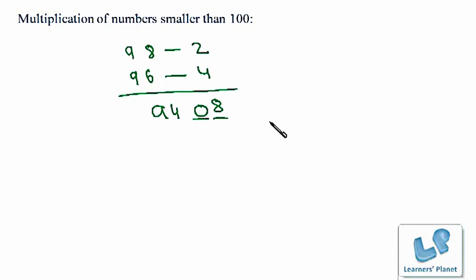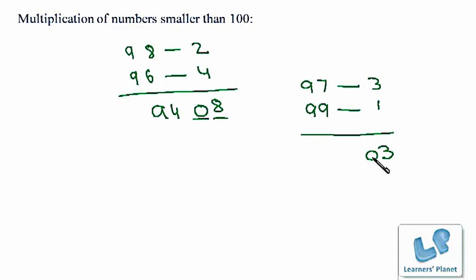Let us take one more such example. 97 and 99. So this is minus 3 and this is minus 1. The multiplication is 3. So we put a 0 over here as it is to fill in this empty blank. Now 97 minus 1, we get 96. So the product of 97 and 99 is 9603.